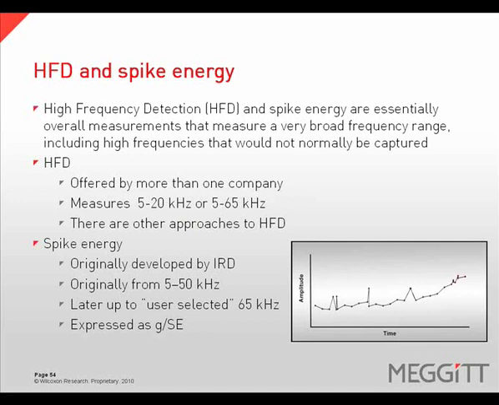HFD is offered by several companies and generally measures between 5 to 20 kilohertz or 5 and 65 kilohertz. Spike energy will typically measure between 5 and 65 kilohertz and is expressed in GSE units.